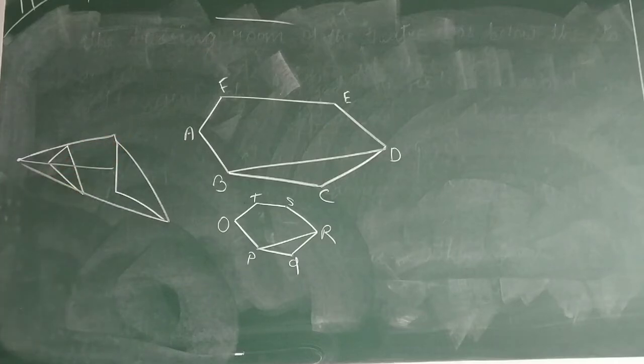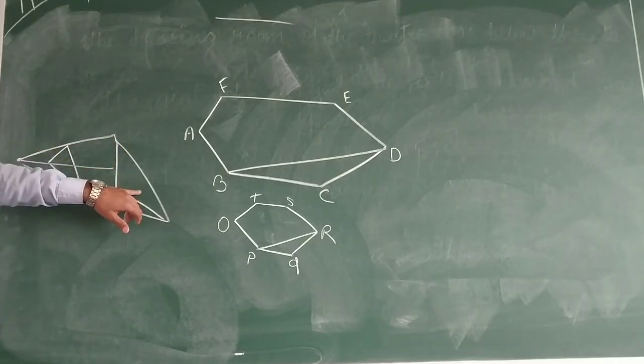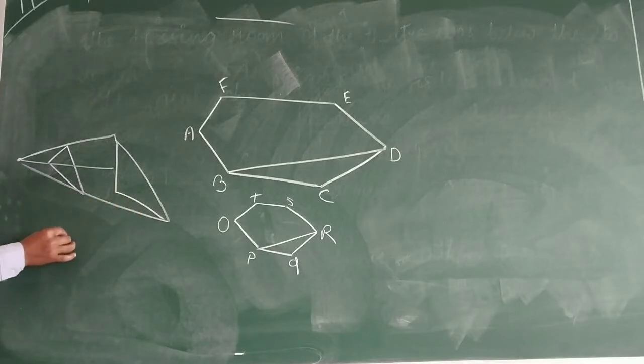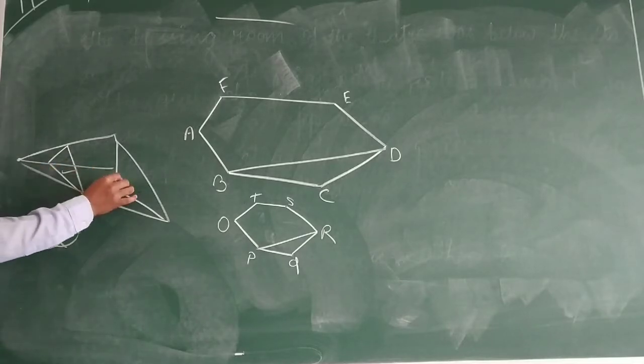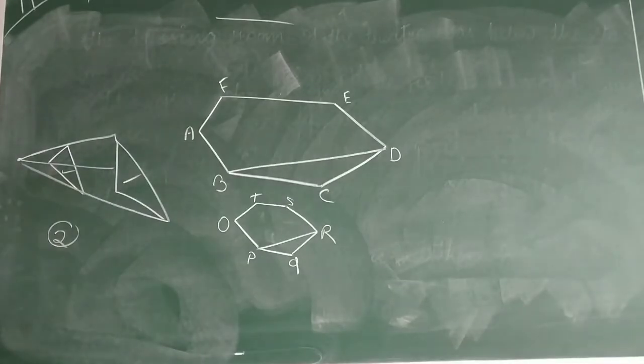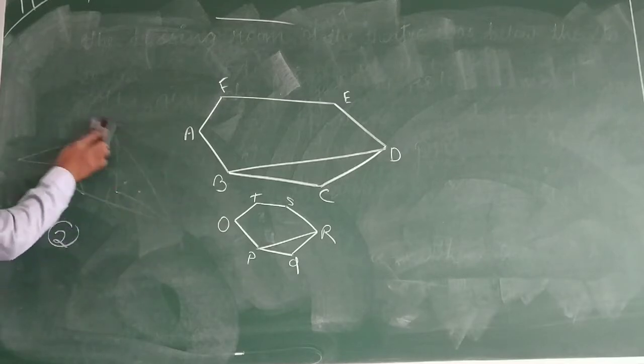Is it or not? This triangle was enlarged here, and we got the ratio 2, which is called the scale factor, and we said that these types of figures are similar. Now let us take one more example.